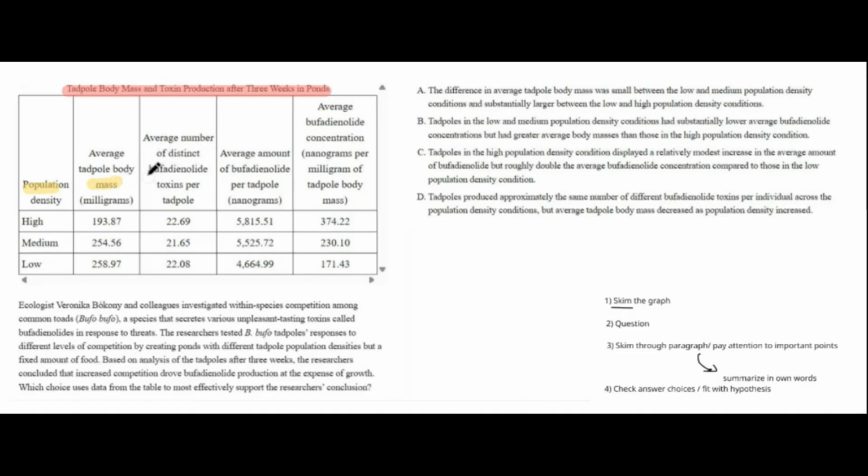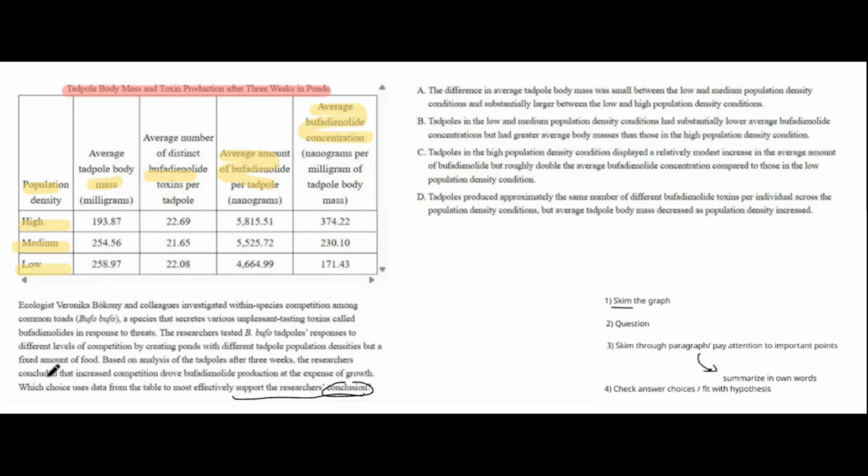I quickly note some bee toxins per tadpole, average amount of bee per tadpole, average something concentration. Then I instantly see high, medium, and low. And from this context, I can kind of assume it's going to talk about tadpoles, mass, and some bee gas, which we're going to find out about. Now, jumping straight to the question, which choice uses data from the table to most effectively support the researcher's conclusion? Oh, we see conclusion, and instantly conclusion is going to be in the last sentence.